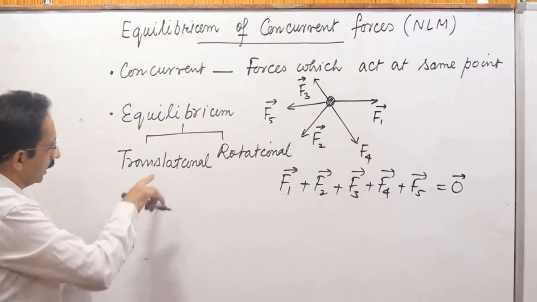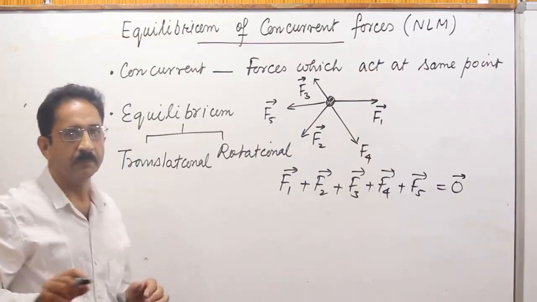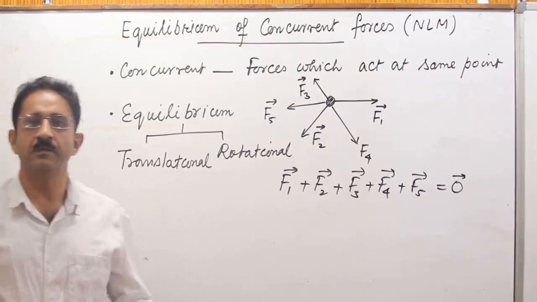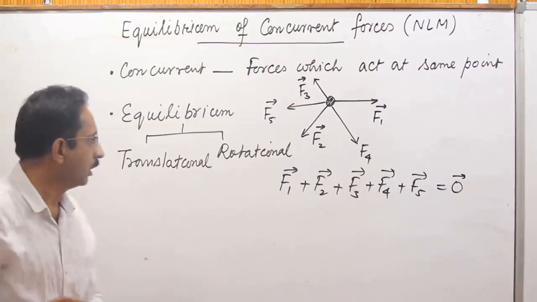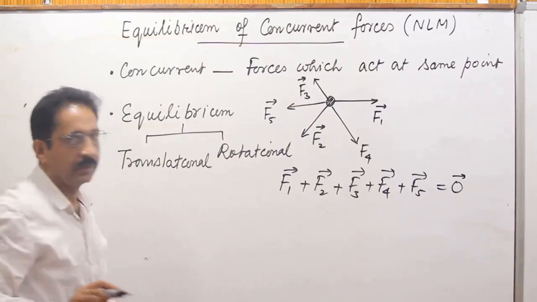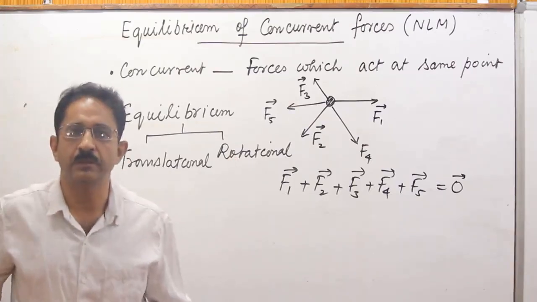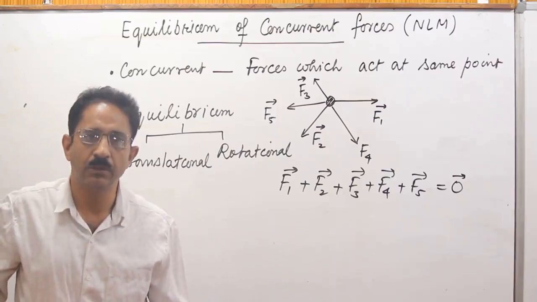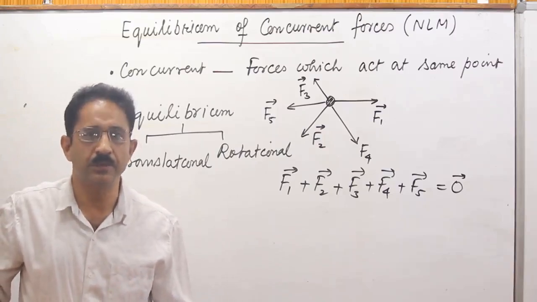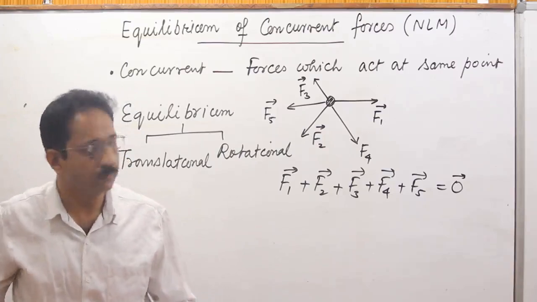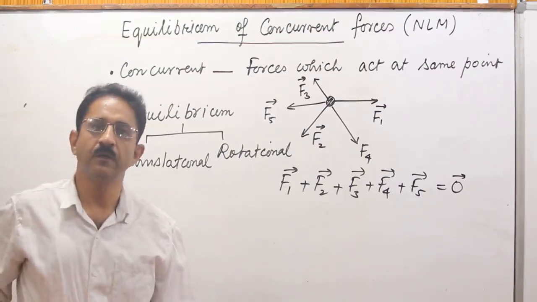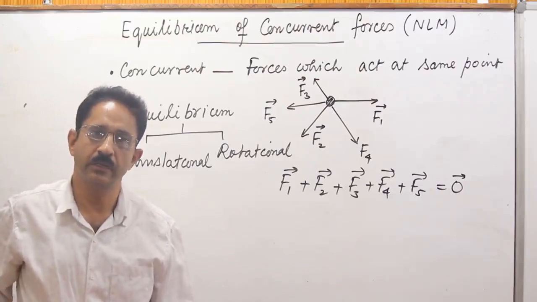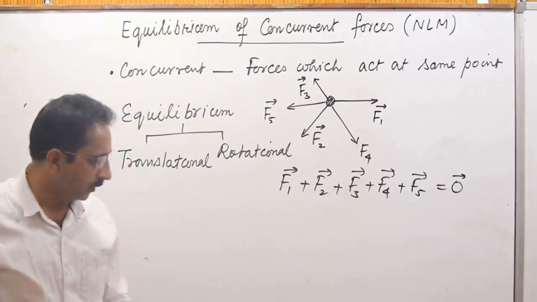अब इसके लिए कंडीशन ये है कि translational equilibrium will be there if the resultant of all forces acting on the body is zero. Or rotational equilibrium will be there if the resultant of torques acting on the body is zero. So the net torque if zero is the condition for rotational equilibrium. Net force if equal to zero is the condition for translational equilibrium. अब हम आगे बढ़ते हैं.